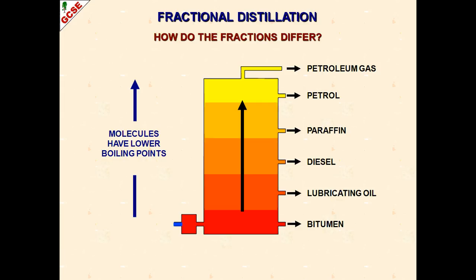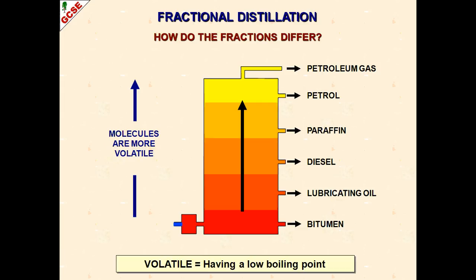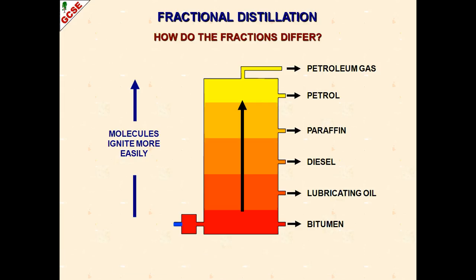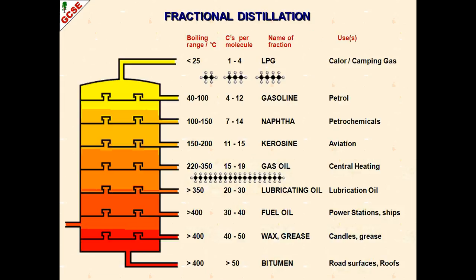So if you move from top to bottom, the molecules at the top have lower boiling points, and as you go down, they have higher molecular mass. The top ones are more volatile, and the lower ones are less volatile, because they are heavier. The bottom ones are also more viscous than the top ones, because they have high molecular mass. Now this is the table which will tell everything about the fractions of petroleum products.